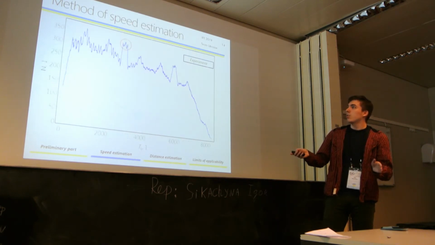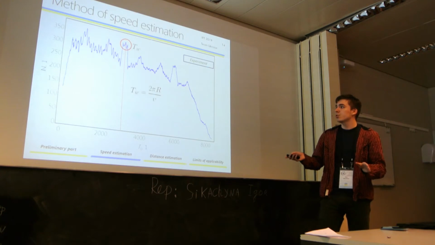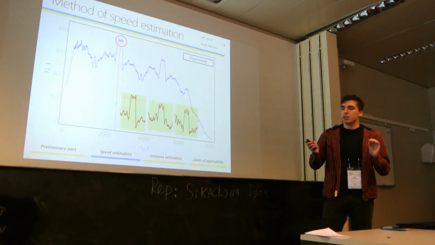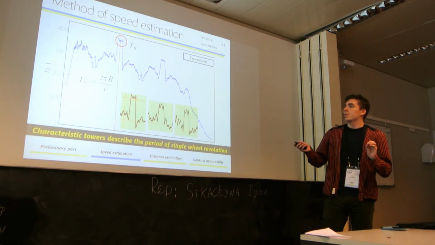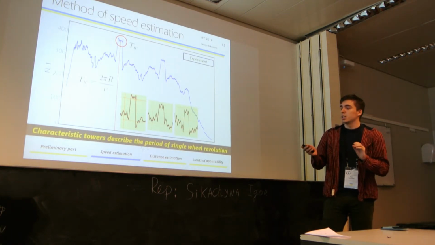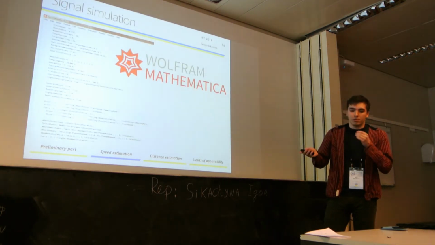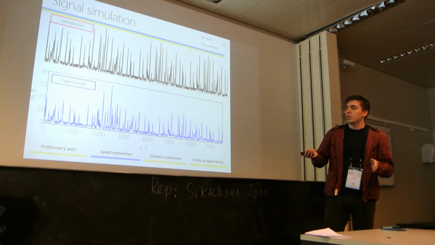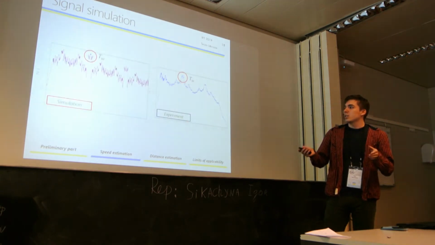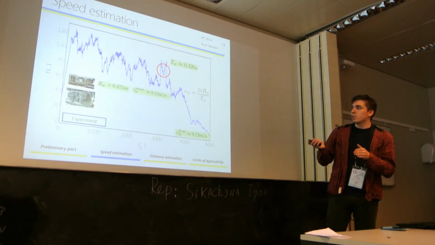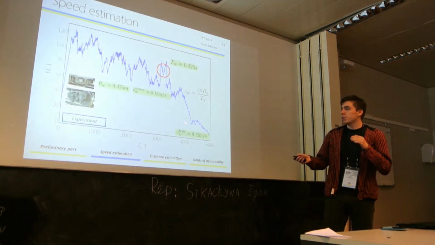We can see that on all such distributions from the real train, we observe a characteristic tower, whose position exactly fits the period of one wheel revolution. Thus, we can use it to determine the speed of the train. To verify this, we additionally wrote a program in Wolfram Mathematica to generate a periodical signal from wheels, and we can see that the distribution of time differences is indeed similar, and the position of the tower characterizes the period of one wheel revolution.